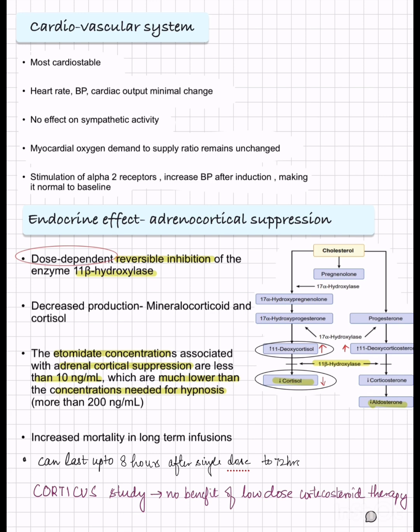So it causes dose dependent reversible inhibition. It is reversible inhibition of enzyme 11 beta hydroxylase, causing decrease in the production of mineralocorticoid and cortisol. Etomidate concentrations associated with adrenal cortical suppression are less than 10 nanogram per ml, which is much lower than the concentration needed for hypnosis. That's why it is not used in multiple doses, or it is not used during infusions. Increased mortality is seen on long-term infusions because of this, and this effect can last up to 8 hours after single dose and can go till 72 hours.